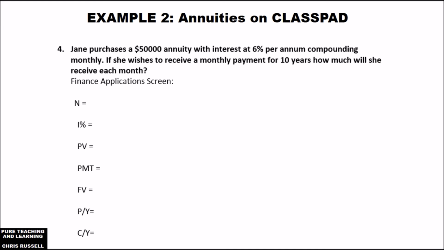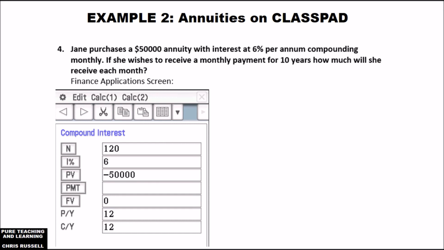So in this example, Jane purchases a $50,000 annuity with interest at 6% per annum compounding monthly. If she wishes to receive a monthly payment for 10 years, how much will she receive each month? What we have to do, using the financial solver, is find the number of payments. Now, that's where we see this row here, N. The reason why it's 120 is because there are 12 months in a year, and this annuity is going for 10 years. So therefore, 12 multiplied by 10 is 120.